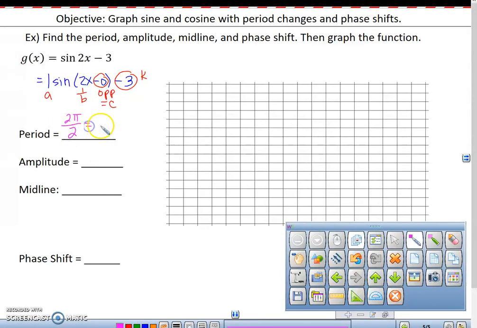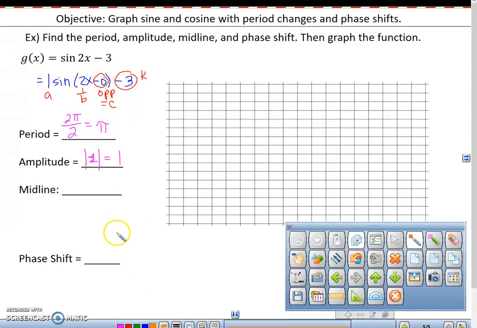And in this case, that just reduces to pi. So we have a period of pi radians. The amplitude is the absolute value of the a parameter. Absolute value of 1 is 1, which is the amplitude of the parent function. So that's actually the same.